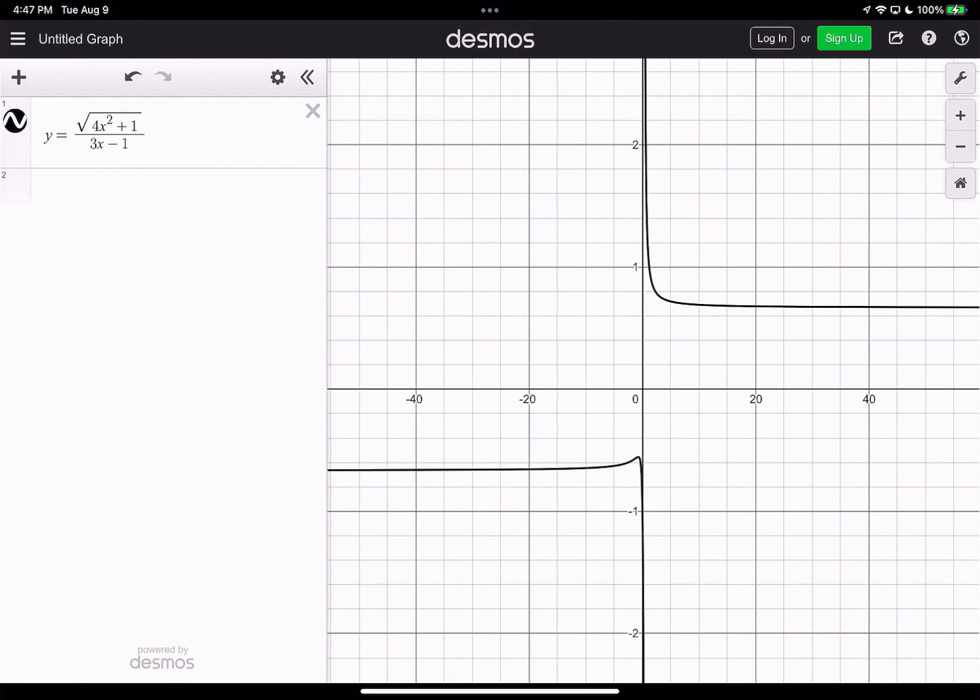And just to show you that everything's on the up and up, here I have the graph of y equals the square root of 4x² plus 1 over 3x minus 1. And we can see here that as x goes to infinity, that's approaching 2/3 from above. And then as x approaches negative infinity, that's going to approach negative 2/3. This thing has 2 horizontal asymptotes.